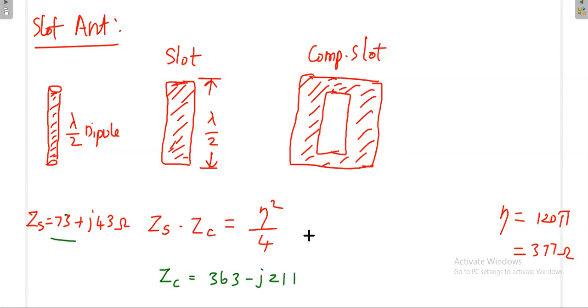Sometimes they are interested only in the magnitude. Then you can put the magnitude everywhere and calculate the magnitude value. Most probably you will not get many questions from this. If at all you get a question, it will be based on this formula. Okay. Next, log periodic antenna.